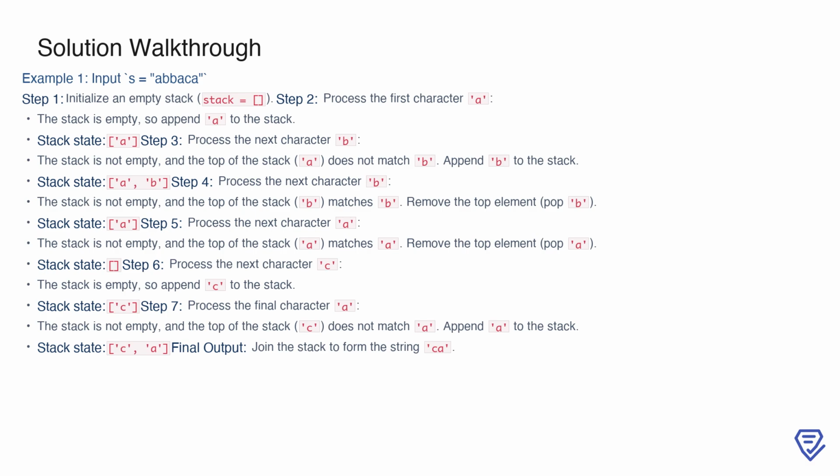Finally, the last character is a. The top of the stack, c, does not match a, so we append it to the stack. At the end, the stack contains c, a. By joining the stack's elements, we get the final output string ca.